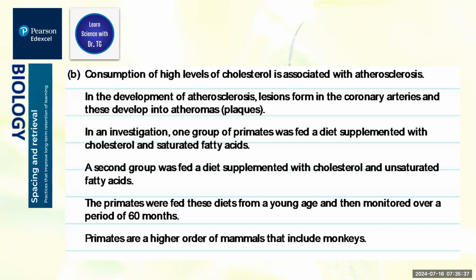In an investigation, one group of primates, and primates are very good to use because they are very close to humans, the higher order animals, was fed a diet supplemented with cholesterol and saturated fatty acid. A second group was fed a diet supplemented with cholesterol and unsaturated fatty acid. The first group was fed cholesterol plus saturated fatty acid, the second group cholesterol and unsaturated fatty acid. The primates were fed these diets from a young age and then monitored over a period of 60 months. 60 months is 5 years.